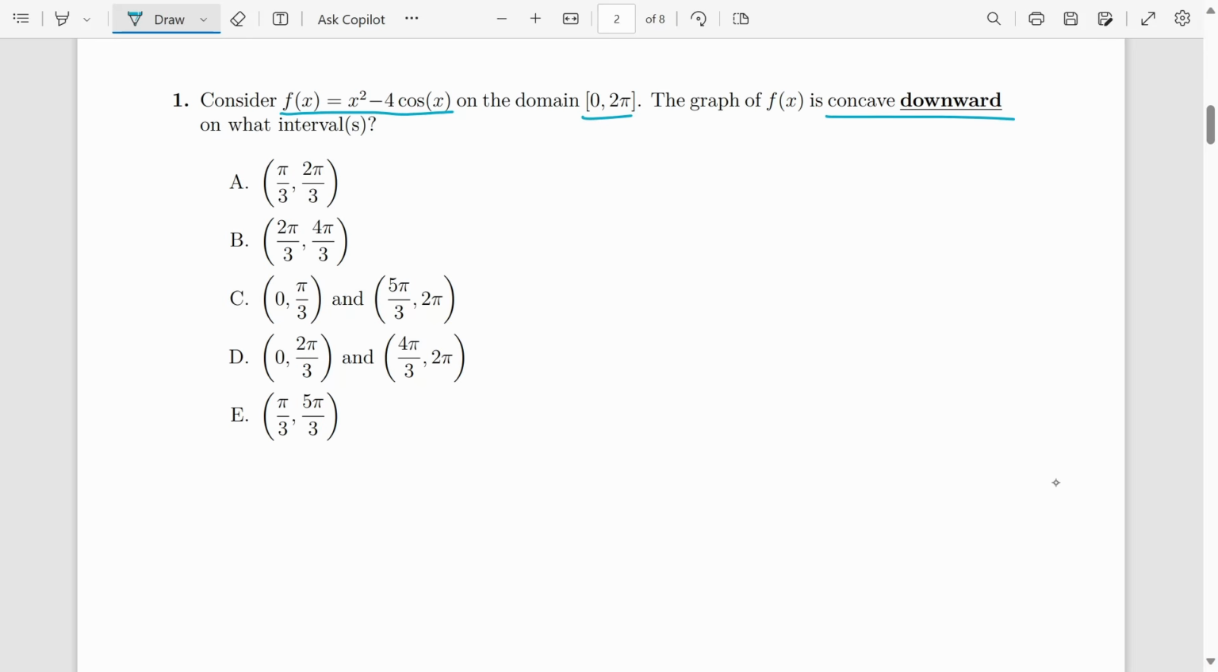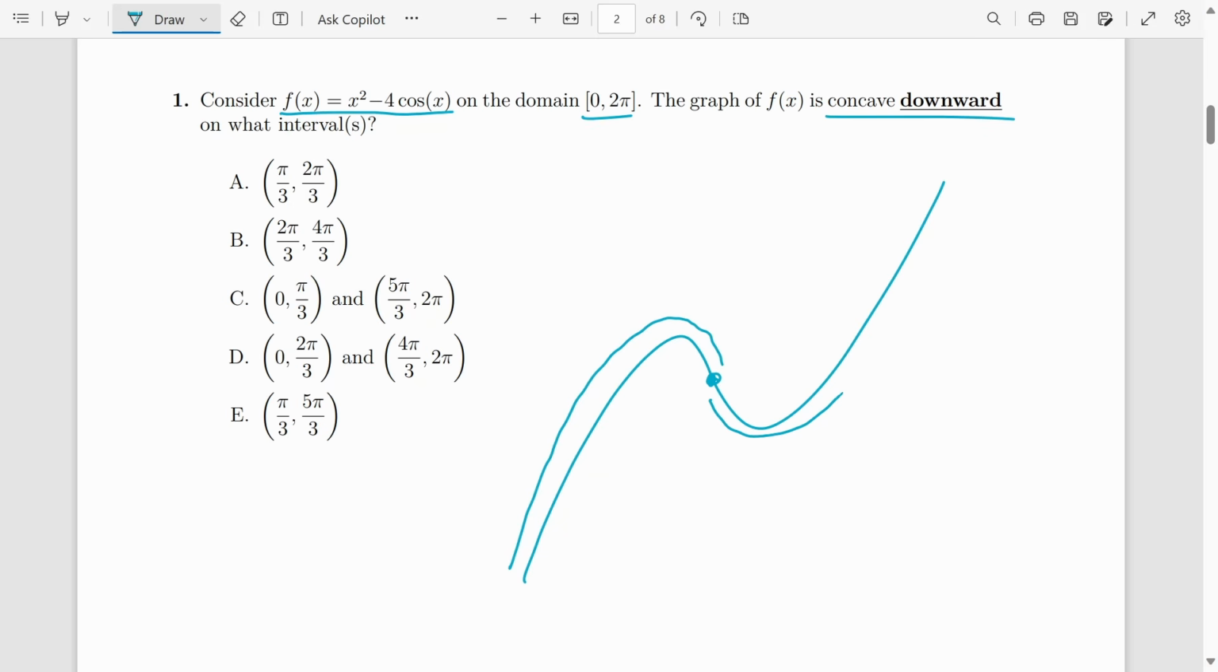So concavity, it's kind of related to increasing and decreasing, but on the next derivative. So an example that I've drawn out here, this isn't what f of x looks like. This is just a random example. If we have on this function, it's concave downwards on this interval, and then stops right about there, and it's concave upwards on this interval.